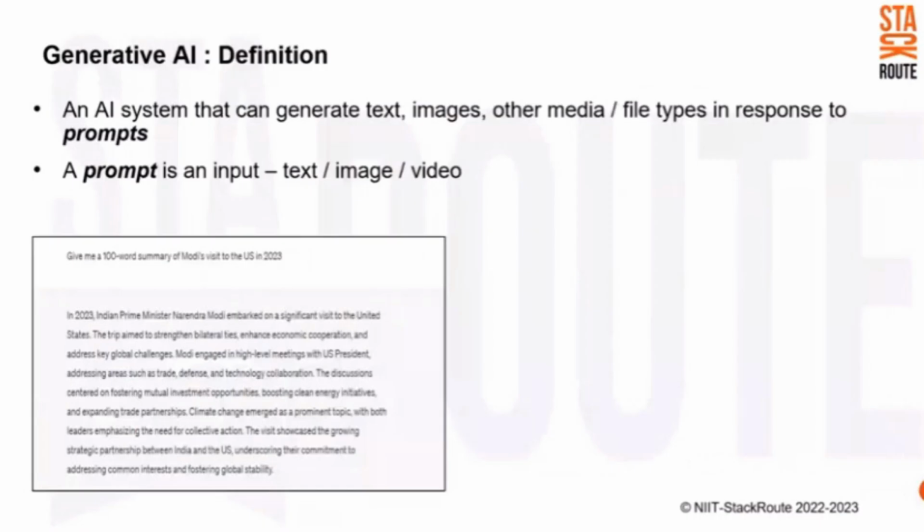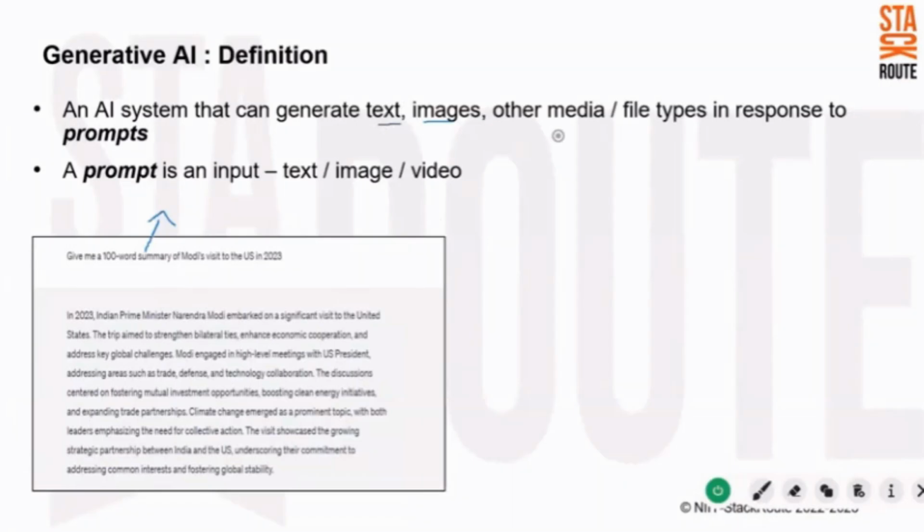Generative AI is an AI tool or an AI system which can generate a text or an image or any other data file, which can be either an audio or a video, or an image based on some input. And that input is called a prompt. OK, so here the input is a prompt and the output can be a text or an image or any other media or any other file format.